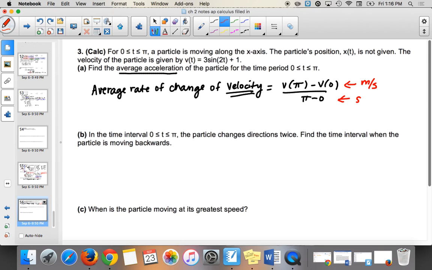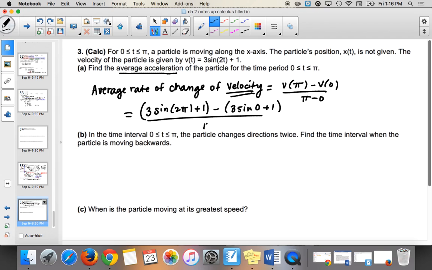So when you see average, think of average rate of change. And then don't think of the actual thing it's saying. Average acceleration, you want to go one derivative before it. So not a derivative before it, but one function before it. All right, so here we go. So if I have v of pi, I'm going to have 3 sine of 2 pi plus 1. And then v of 0 is going to be 3 sine of 0 plus 1 all over pi minus 0. And it's actually easier than you think it is, just when you know the answer right away.